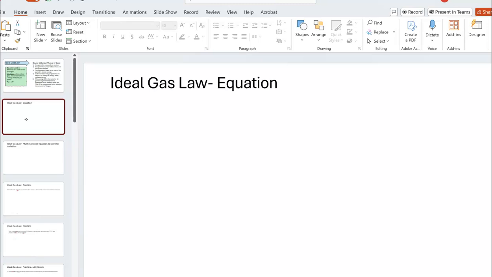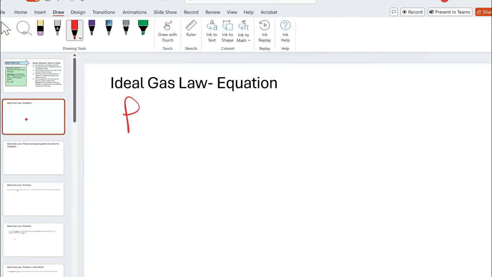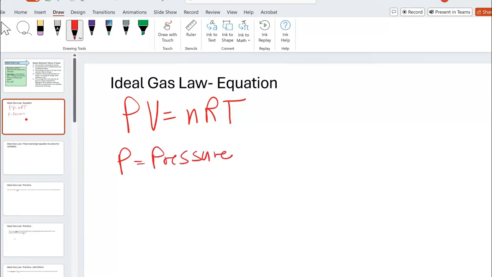The ideal gas law equation is PV equals nRT. So P is, of course, pressure. You guys should know that by now. And it has to be in atmospheres.